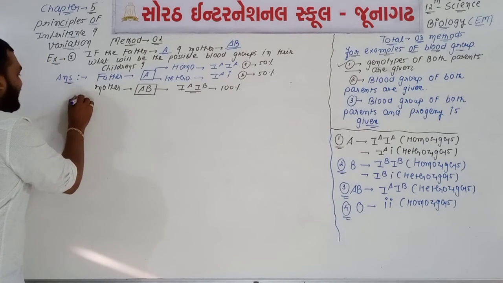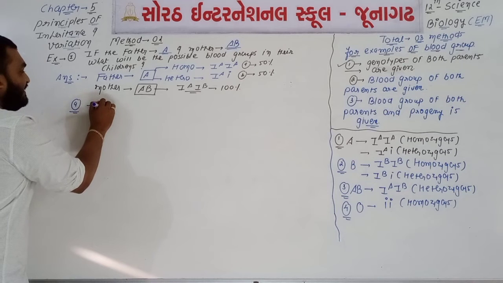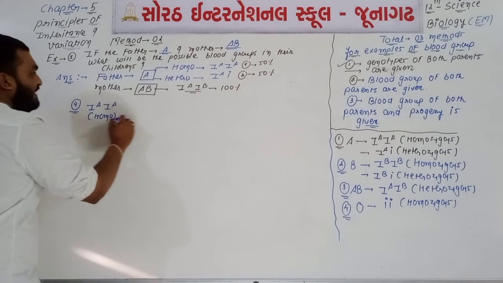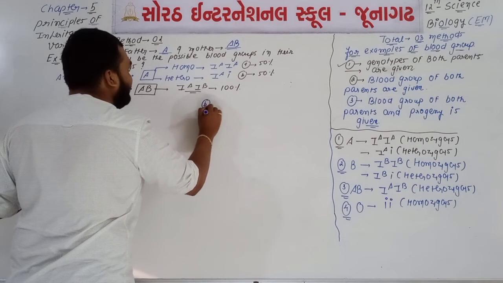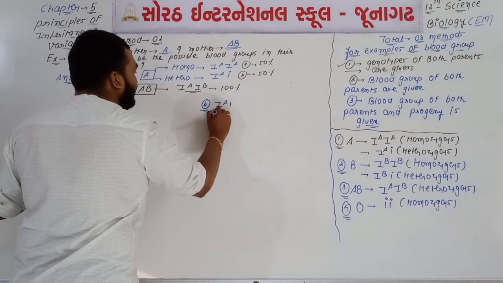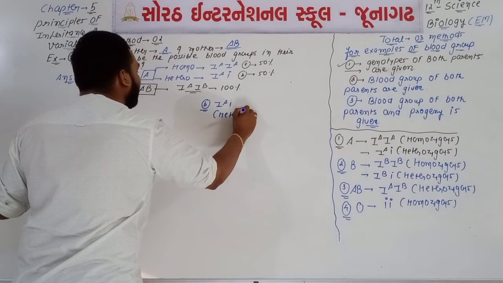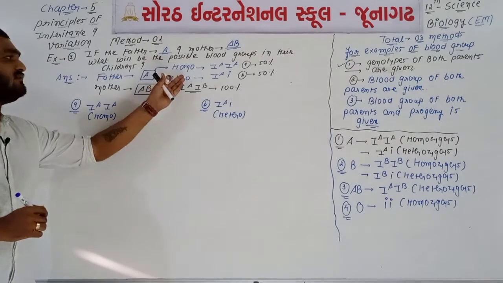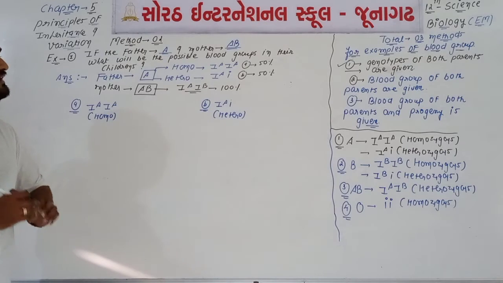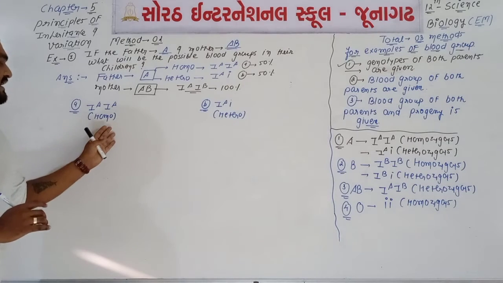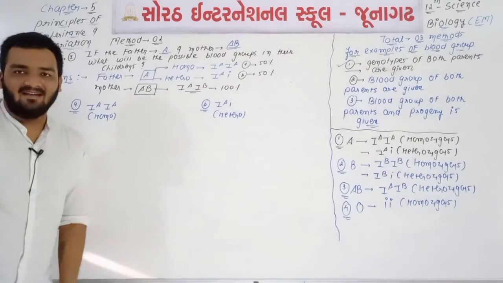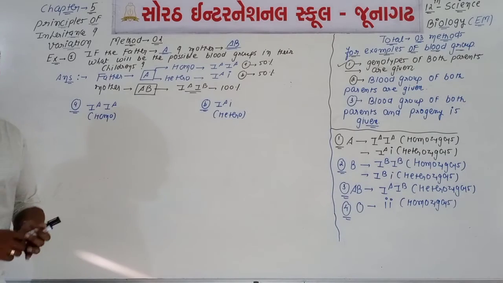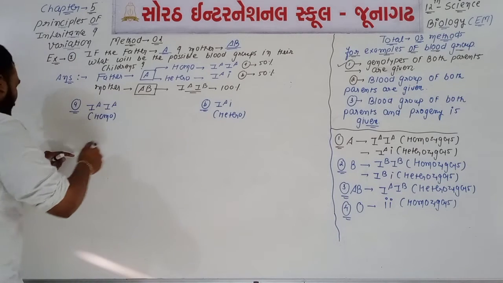Option A, if the father is IA, means the father is homozygous, and option B, if the father is IA small i, means the father is heterozygous. We are not able to know the genetic structure of the father, because we only know the blood group of the father. It may be IA or IA small i. So in this case you are going to write two different examples, option 1 and option 2.